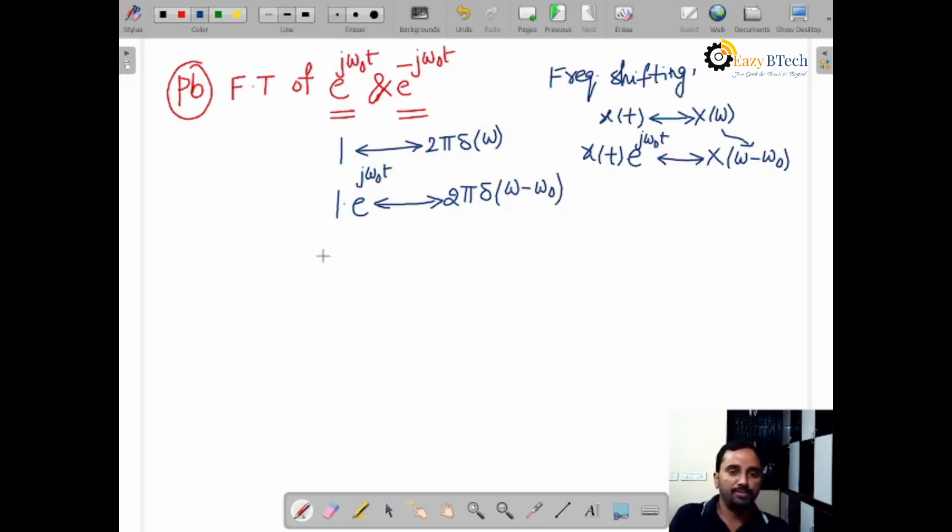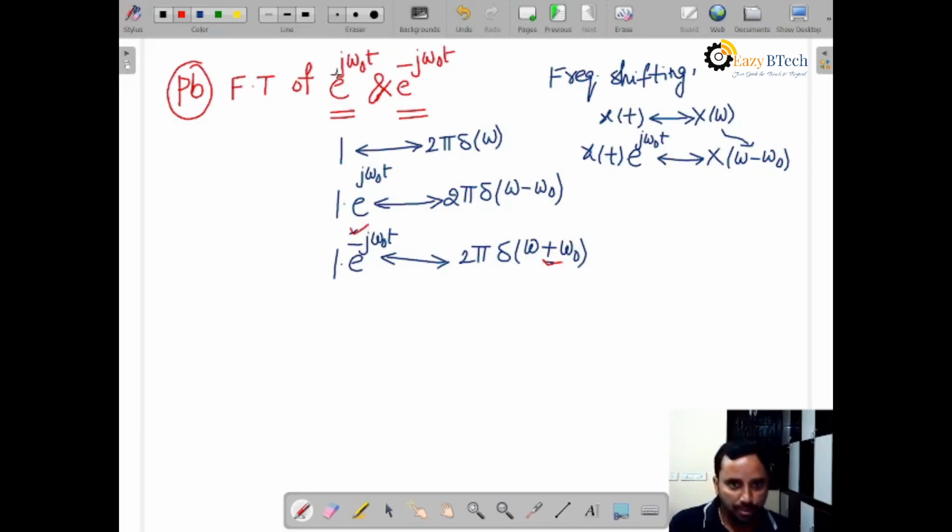Similarly, minus j omega naught t. So we can take that as 1 into e power minus j omega naught t. So what is the answer for this? What is the Fourier transform here? 2 pi del of omega plus omega naught, because of the minus sign. Here we have a minus sign, so here you get plus. Understand? Clear or not? Minus j omega naught t, here you get plus omega naught. So this is very simple.